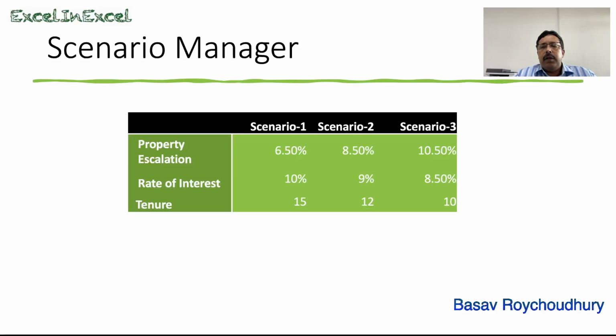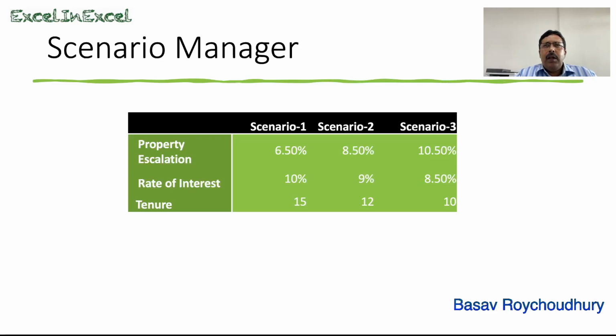And I find another reasonable scenario, in which the property escalates at 10.5%, the rate of interest for the loan is 8.5% per annum, and the tenure is 10 years. Now, these scenarios are something somebody comes up with using one's own domain knowledge and expertise. So I might have 20 scenarios or I might have 3 scenarios. 20 scenarios is not a very good idea because I'll have to physically type all these scenarios into the scenario manager dialog box.